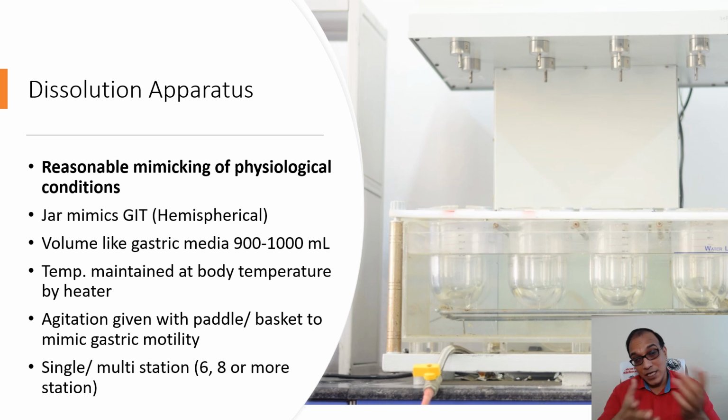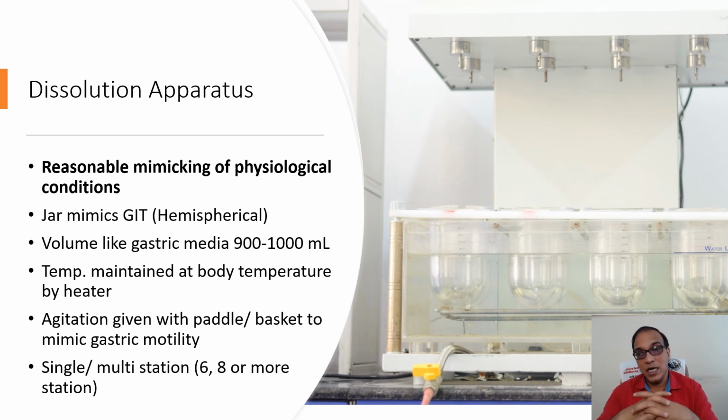Secondly, volume: like gastric media, 900 to 1000 ml is there, because in gastric media the same amount is there. So the capacity of the jar of that dissolution apparatus is 900 to 1000 ml. Temperature is maintained at body temperature by the heater. Agitation is given by the paddle or basket to mimic the gastric motility.